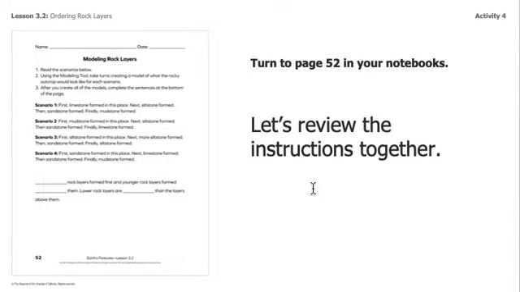Here is the worksheet that you guys have. As you can see, the directions are here. Read the scenarios below. Using the modeling tool, take turns creating a model of what the rocky outcrop would look like for each scenario. You don't really have to take turns because it's just you, unless you want to take turns with your parents. That's great. After you create all of the models, complete the sentences at the bottom of the page. So this is all you guys are doing today.